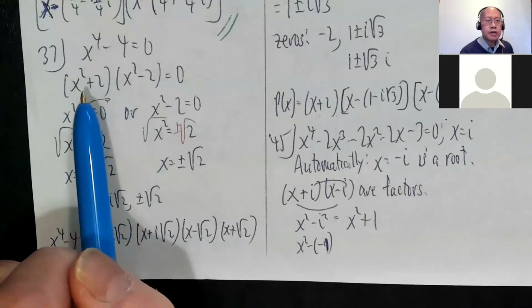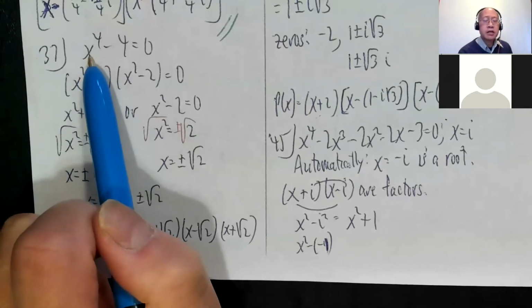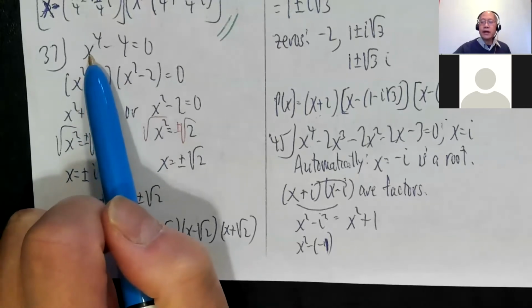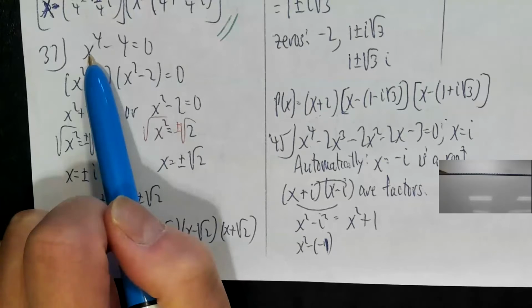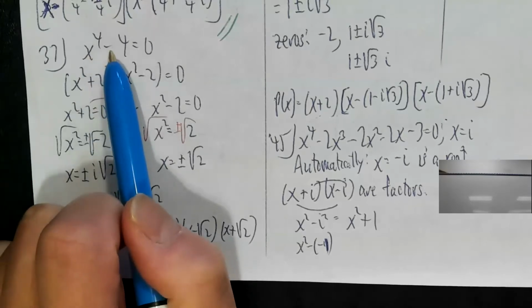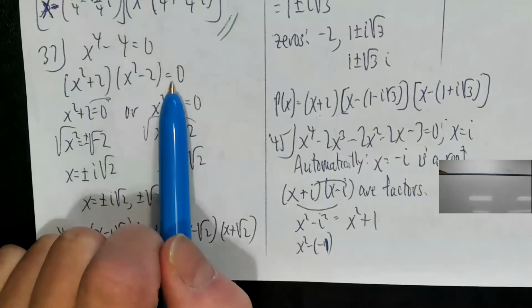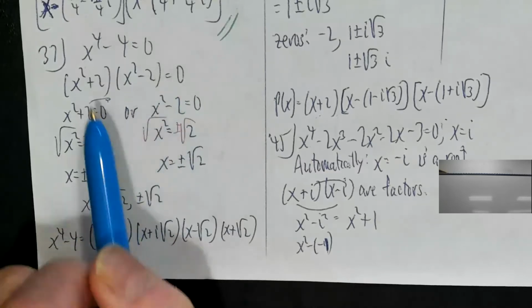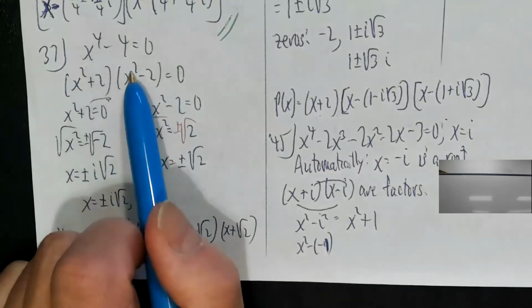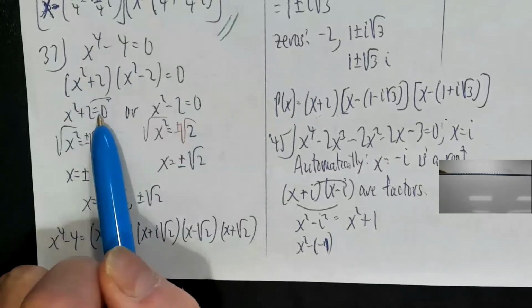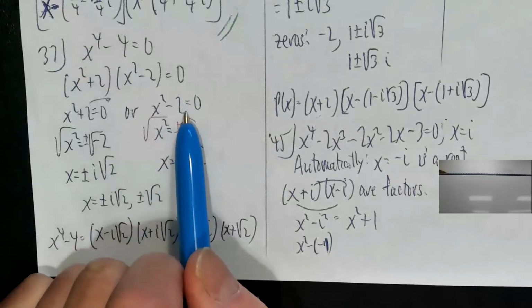All right, so first I wrote this as a difference of squares. x to the 4th is x squared squared, right? And that's 2 squared. So I'm going to go x squared plus 2, x squared minus 2 equals 0. By the zero factor property, that means either this is 0 or this is 0. x squared plus 2 equals 0, or x squared minus 2 equals 0.